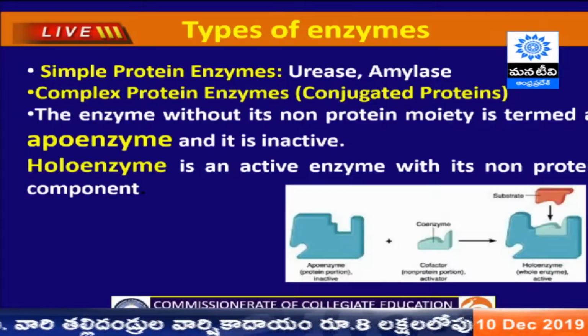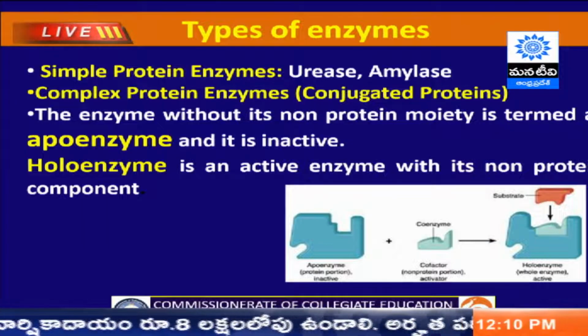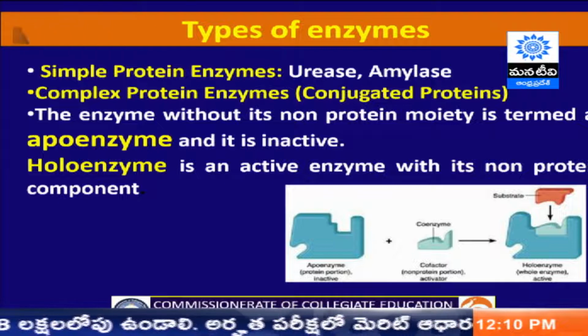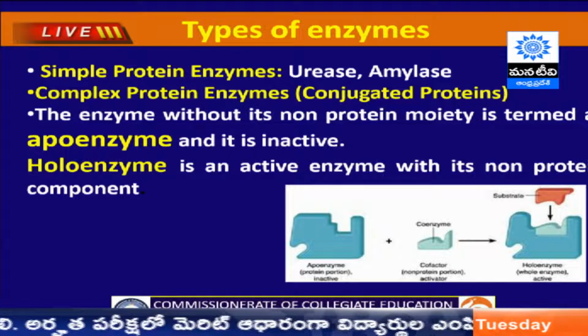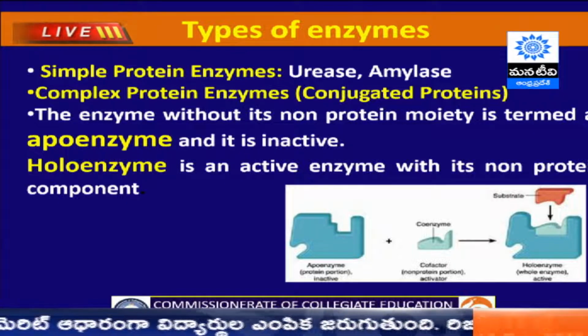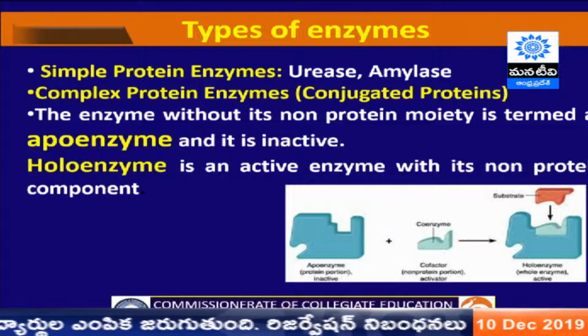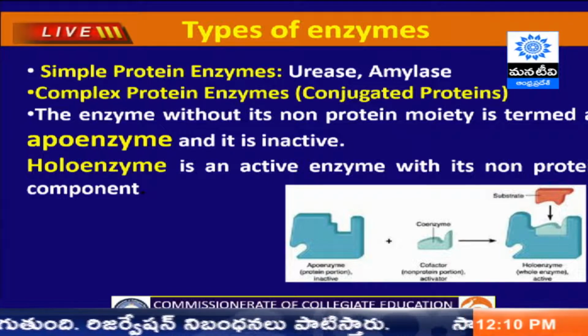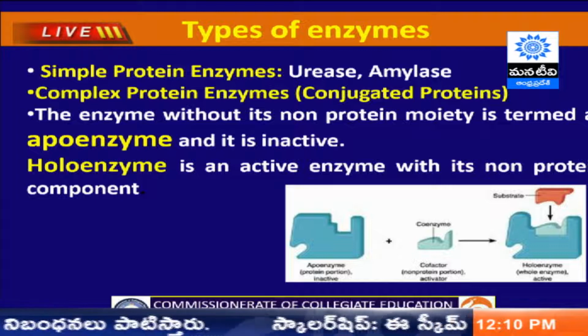So coming to the types of enzymes, based on the structure of the enzyme, there are different types of enzymes existing in all living organisms. Say simple protein enzymes, and the other is complex protein enzymes. Simple protein enzymes are made up of simple proteins. The examples are urease and amylase, which aids in the digestive system. It is a simple protein enzyme.